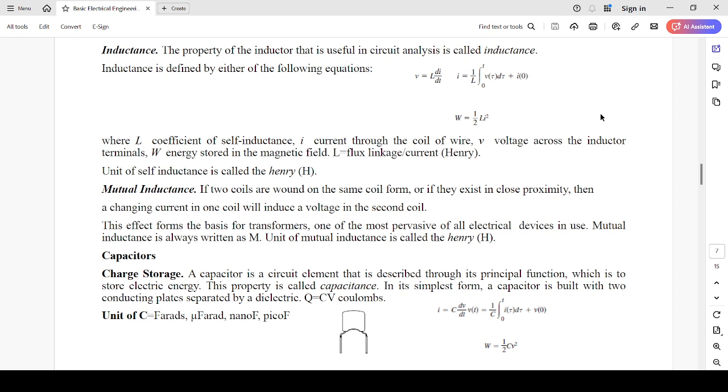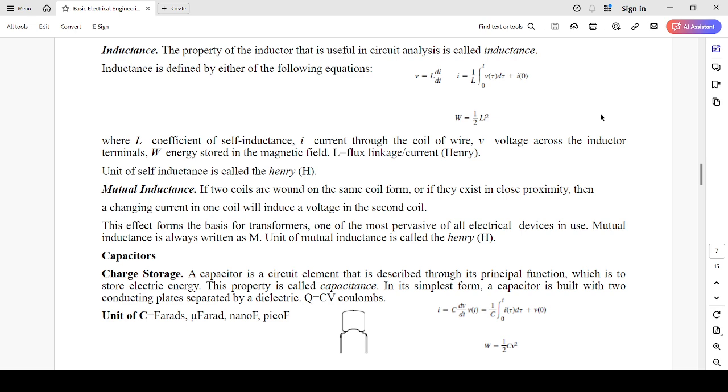It is always given to us, and it is always mentioned on the top surface of the given capacitor in the labs. And V is the voltage between the two conducting plates. The unit of capacitance is farads, microfarads, nanofarads, or picofarads.